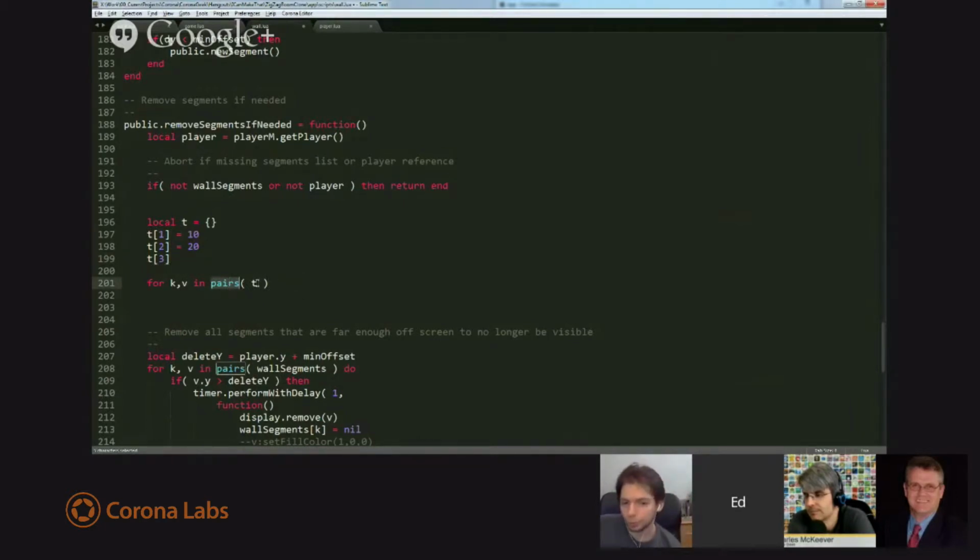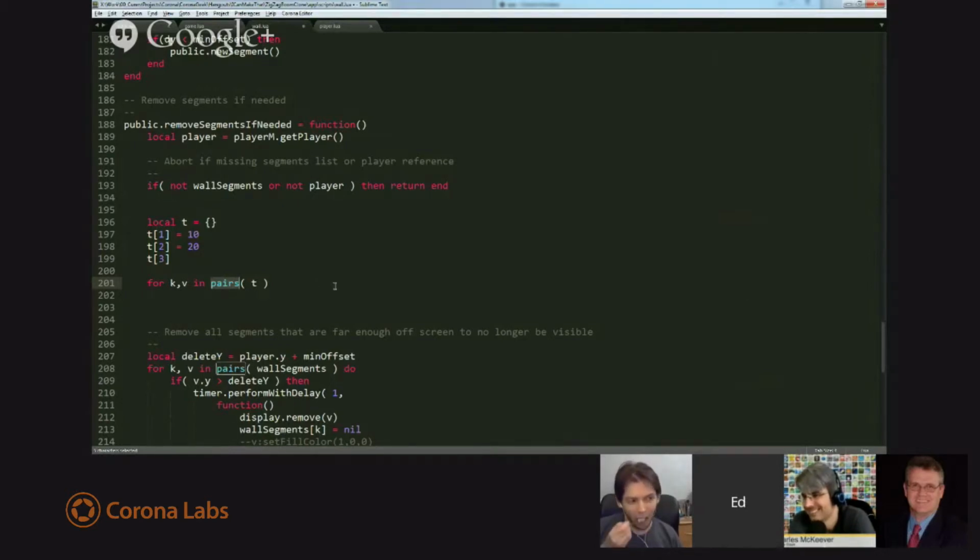Where are you looking for the word iterator? Yeah, go ahead, Sergey. That pairs returns an iterator function. Say again, please. Did you look for the word iterator? That pairs function returns an iterator function for the table T. He's asking if you're thinking of the word iterator. I am thinking of the word iterator. Oh, you're right. Pairs returns an iterator.